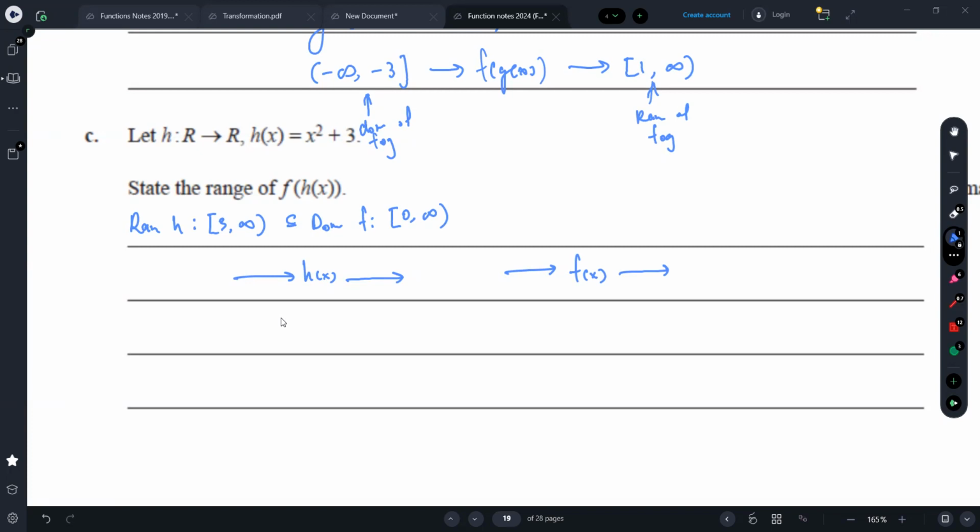Okay, so first of all, what are we allowed to put into h of x? Yeah, all real numbers, as it specified in the question. Okay, so we've actually done half of this question already.